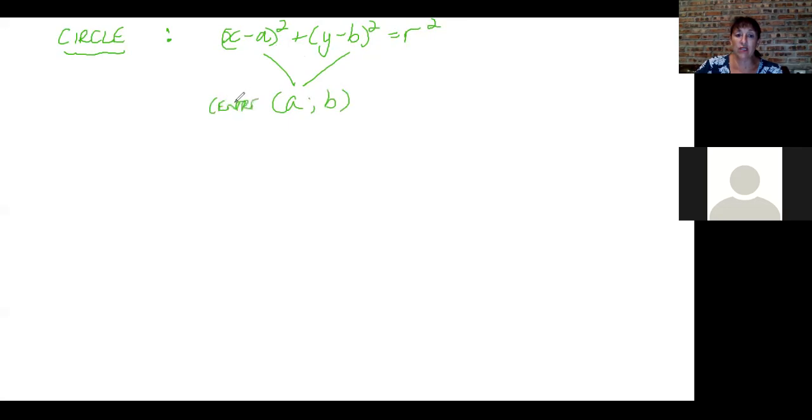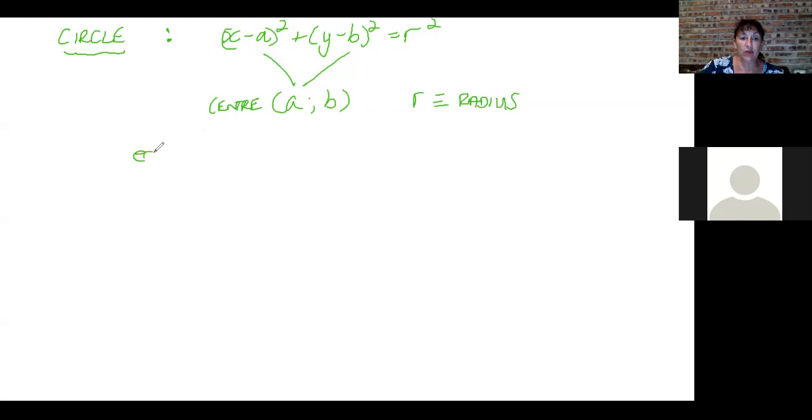And so you'll notice that this a is the opposite sign to that. That's minus a, this is plus a. That's minus b, this is plus b. And then r is your radius, the radius of the circle.